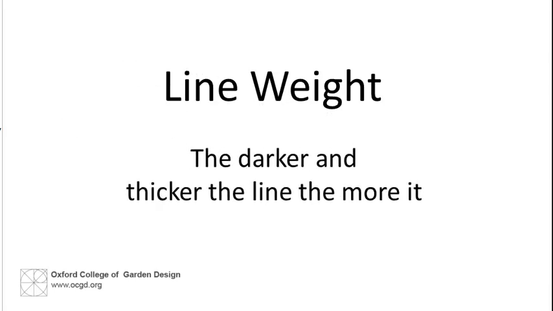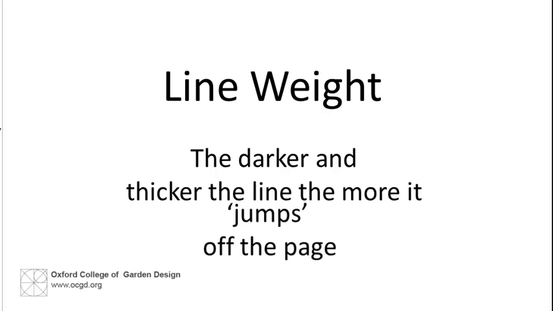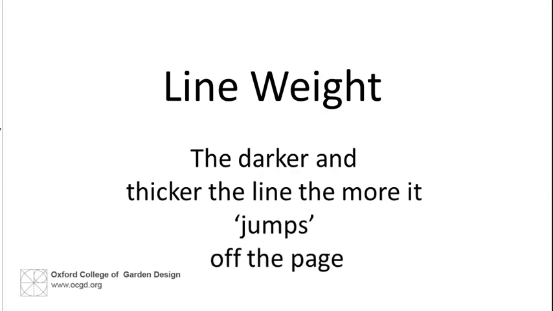The darker and thicker the line, the more it jumps off the page. So items like the house, trees, walls, outbuildings, etc. should all be drawn in thick black felt tip pen. Because they're taller than the surrounding objects, we therefore want them to stand out from the paper. Items such as ponds, furniture, cars, people, etc. are drawn in a medium thickness pen, and paving, both brick and stone, are drawn in very lightly, so they appear to recede back into the drawing.